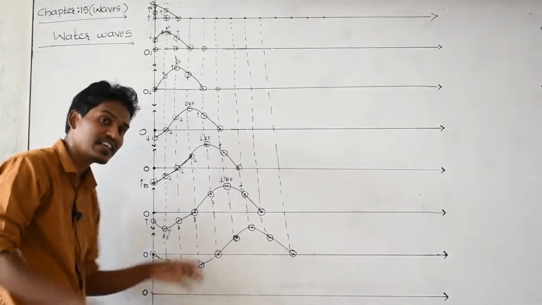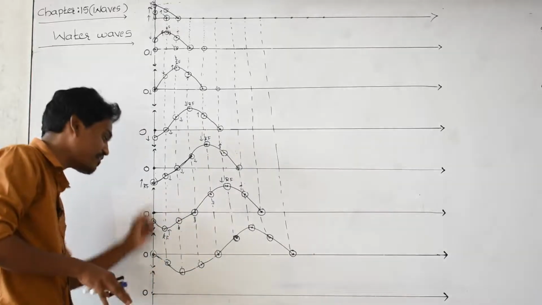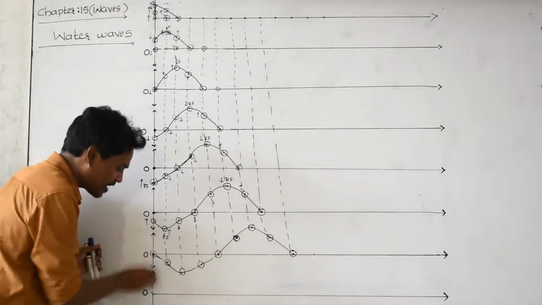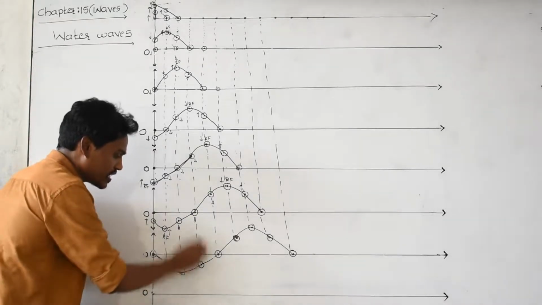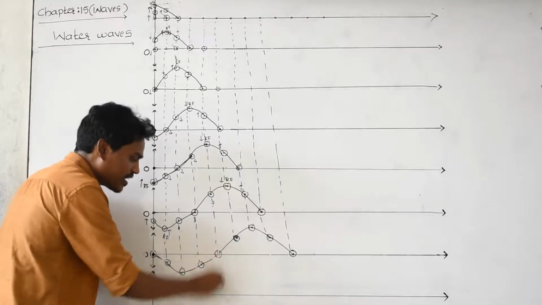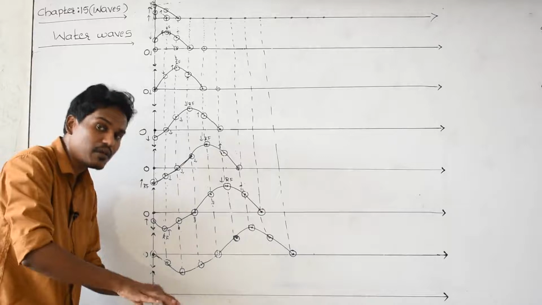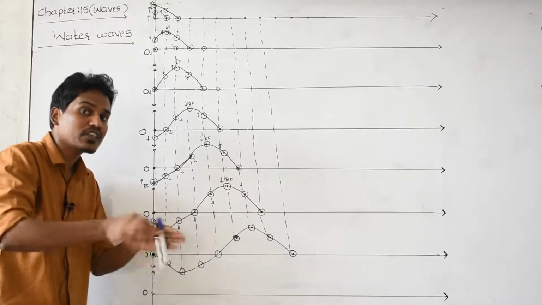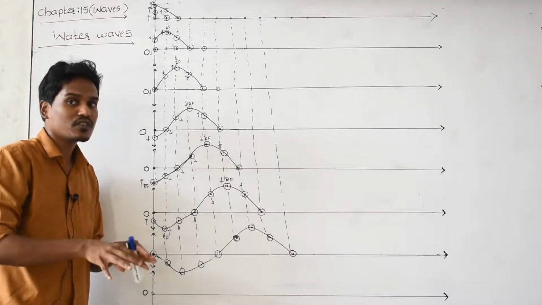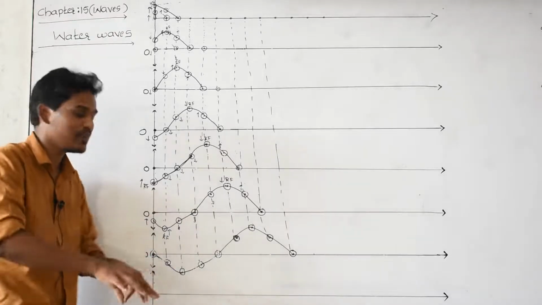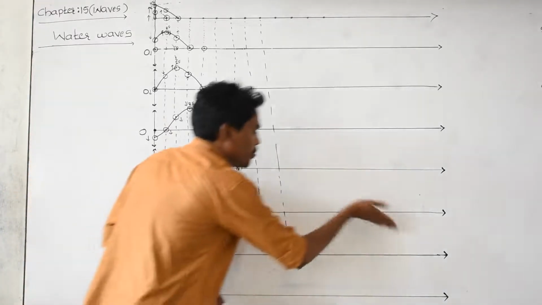All the particles stay in their original place, their original point, and they vibrate there only. Because all the particles of the medium vibrate about their mean position, the disturbance is raised and moves like a wave.